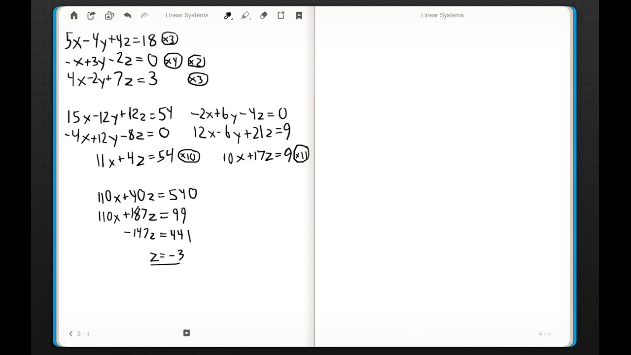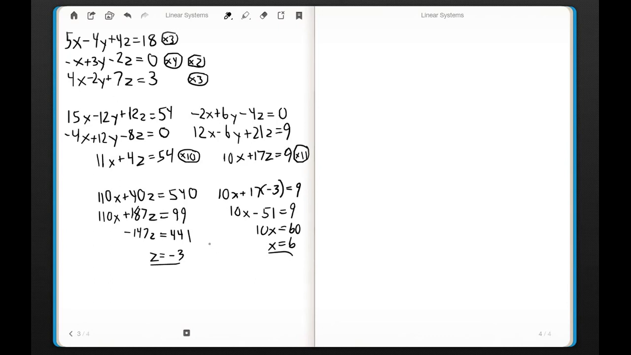So now that we know z equals negative 3, pick an equation with z and one other variable. So let's look at this equation right here. We have z and x, so we can use that. So now we'll be solving for x. We'll have 10x plus 17 times z of negative 3 equals 9. So 10x minus 51 equals 9. 10x equals 60, x equals 6.